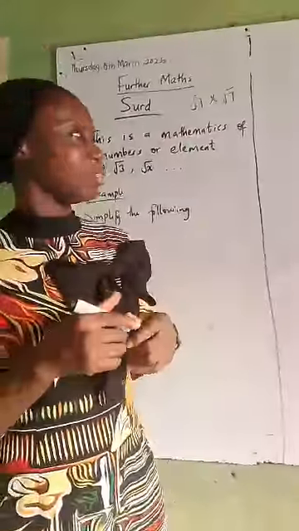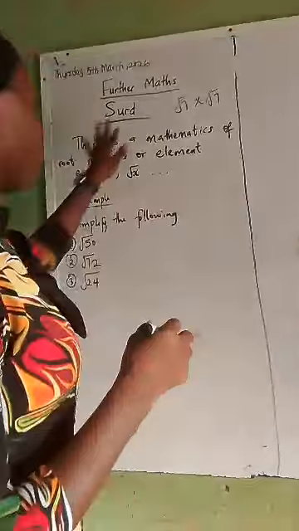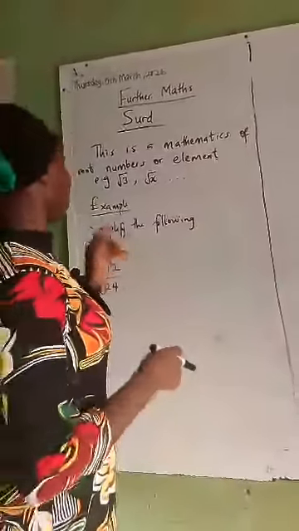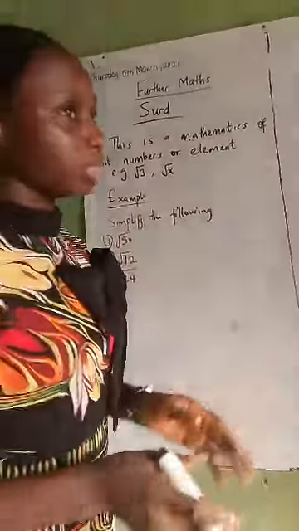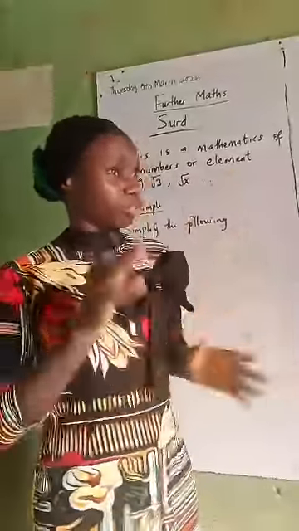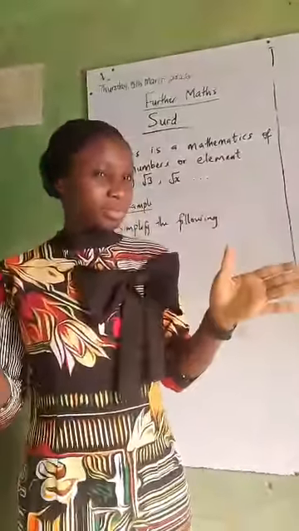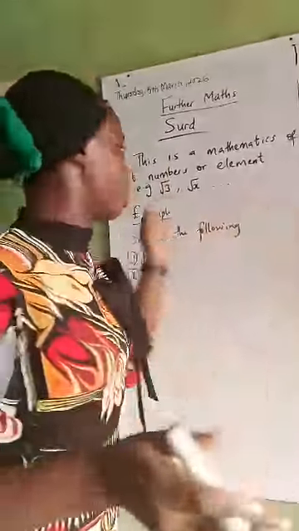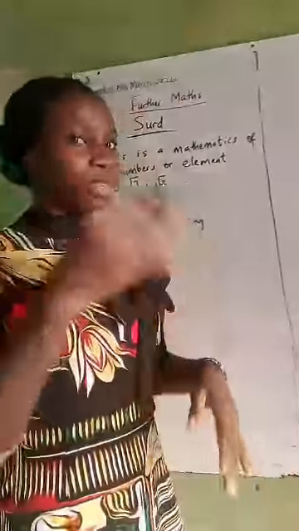Alright, so this evening we're looking at the topic surds. Surd is the mathematics of root numbers or elements. When you hear anything about surds, you'll be hearing surd. What it entails is what is root. So we have examples of surds. We have root 3, we have root 4, we have root x, we can have 2 root 3, x root 1, and so on and so forth.